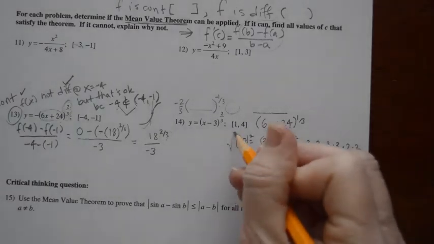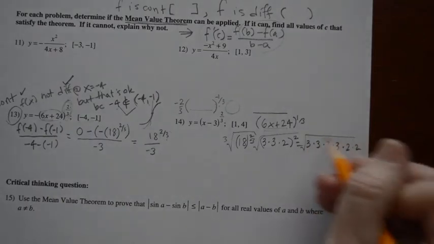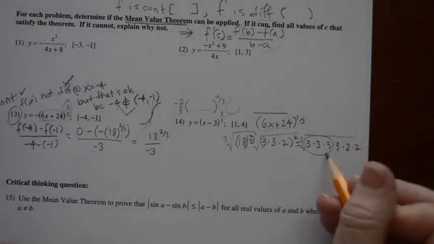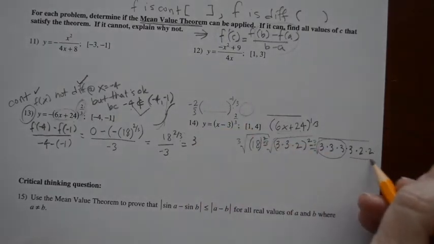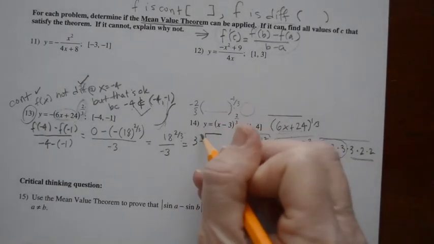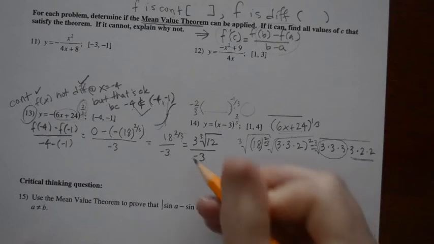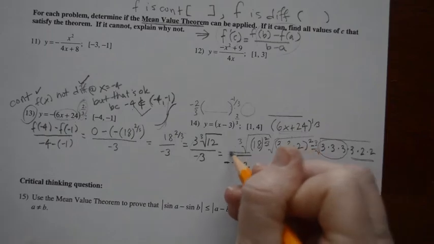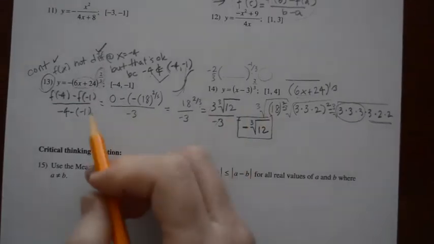All right, now if I were to take the cube root of everything, the cube root of this, things can come out if they are in sets of 3. So here I have 3 sets of 3, which means this is going to come out as a 3. And then I'm left with a 12 inside. So it's 3 times the cube root of 12, all over -3. These 3's will cancel, and this is going to leave us negative the cube root of 12. Again, we'll just get a more accurate answer if we use that instead of doing a decimal approximation. All right, so that was this side of the equation.